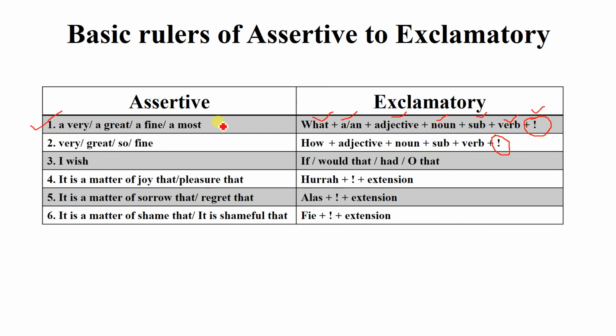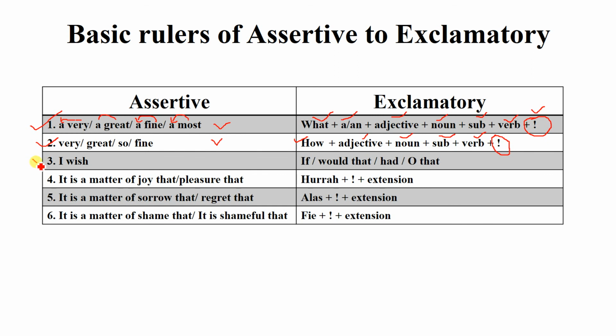But there is a little bit of difference between this and this. Before very, there is an A here, also great, A here, fine, before fine, there is A, before most, there is A. But in basic rule two, there is no A present. Then you have to start your answer with how. And there is no use of a or an after how. After how, you have to write down the adjective of the sentence, then noun and verb, subject and verb. And last of all, you have to use the note of exclamation.